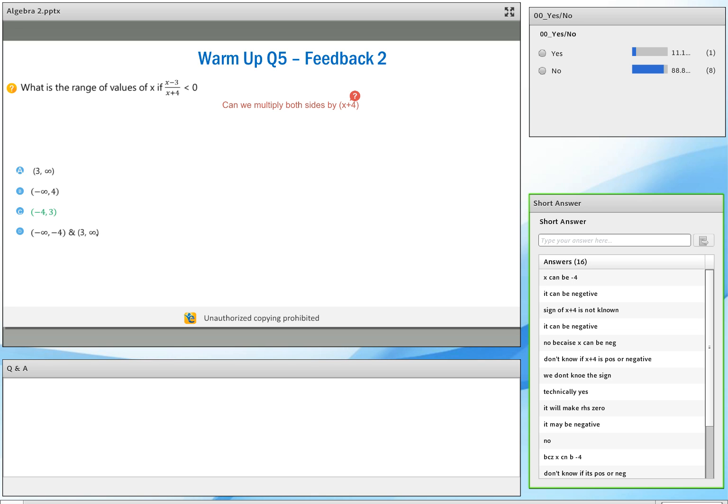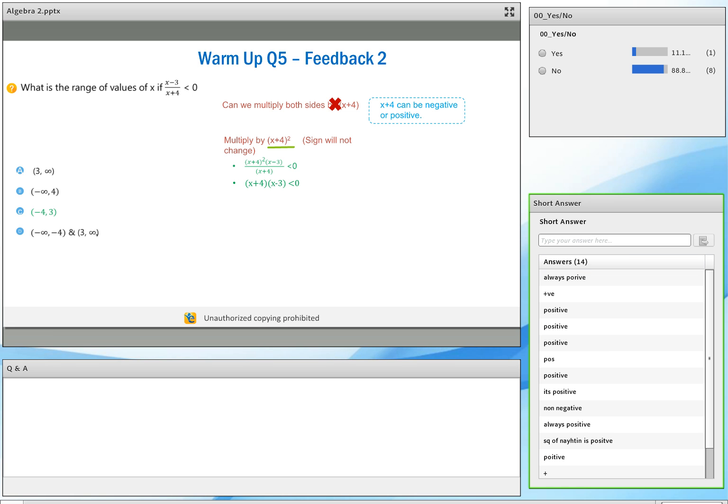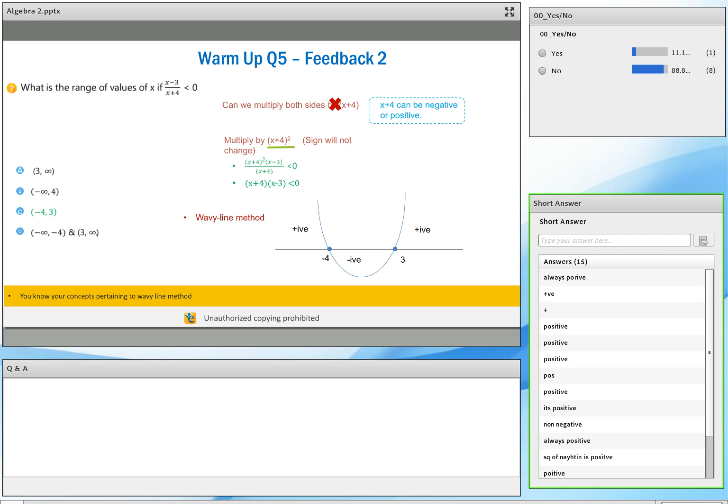But what you can do is convert this into a quadratic inequality by multiplying both sides by (x plus 4) whole squared. Why can I multiply both sides by (x plus 4) whole squared without worrying about the sign? Because (x plus 4) whole squared is always positive, right? So that's what I do. What I end up getting is a quadratic inequality now, okay? And then I apply my Wavy line method, or the basic conceptual method, and I get my answer as choice C.